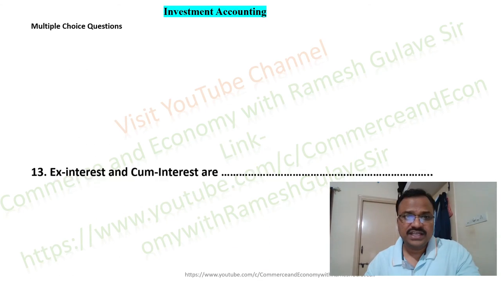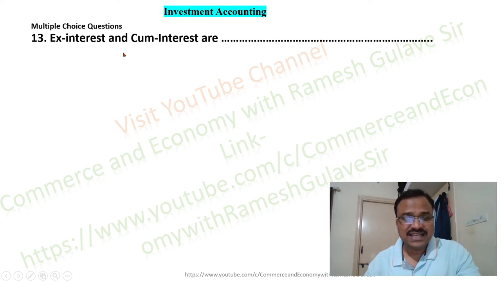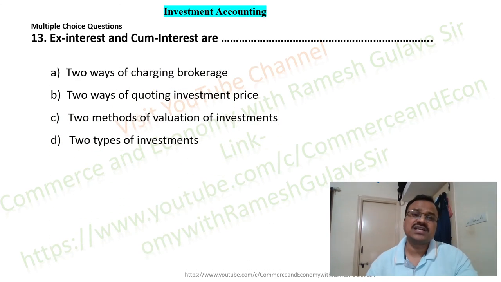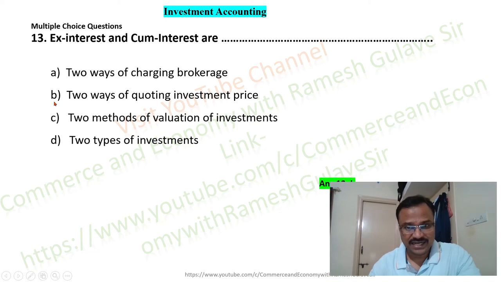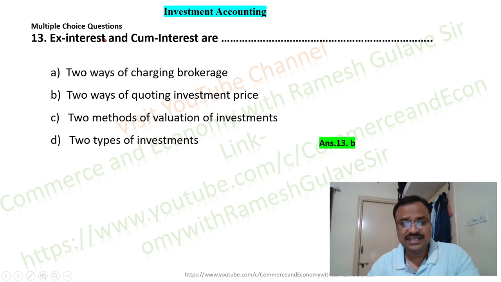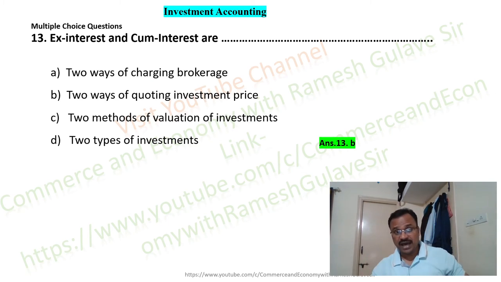Right. Let us move on to the next question, and it says ex-interest and cum-interest are. So see students, these ex-interest and cum-interest transactions are basically two ways of quoting investment price. Investment price is quoted in the market as ex-interest or cum-interest. So here option B is the right answer. These are not types of investment, students, nor ways of charging brokerage. Basically these are two ways of quoting investment price in the market.